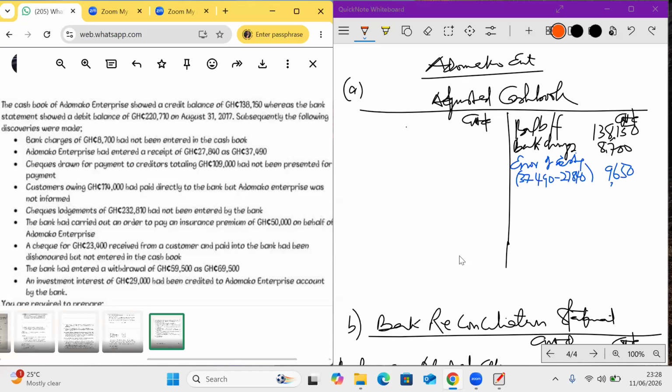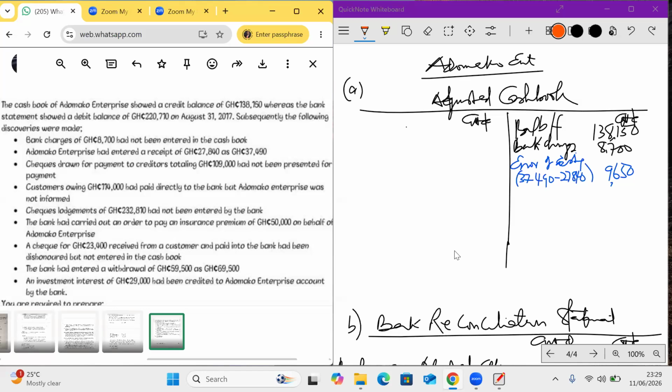That's how you have to understand it. The two books, which one has an issue? This is the one which has an issue. So how should it have been? If the cash book has an issue, what is used to correct it? Adjusted cash book. Okay, in the adjusted cash book, how should it be done? Now we've known that it's the adjusted cash book. So we want to know how it was done in the bank statement so that we will know how it will be done in the cash book.